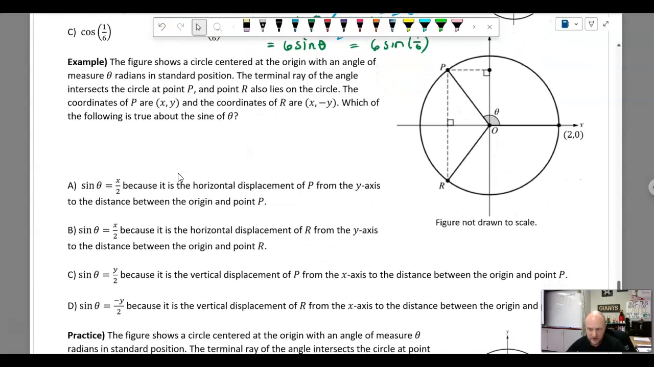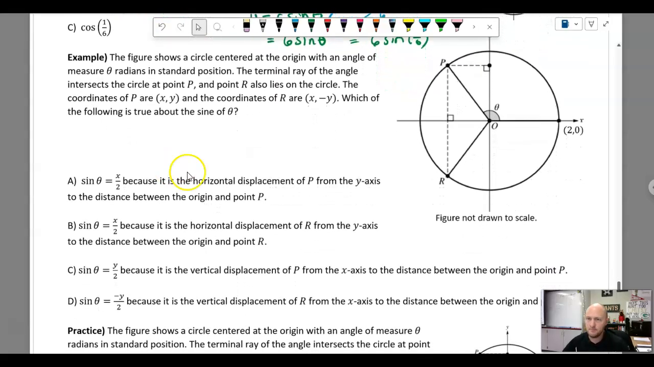Last example I have for you, and then there's one more practice. They say the figure shows a circle centered at the origin with the angle measure theta radians in standard position. The terminal ray of the angle intersects the circle at point P. So here's P. And the point R also lies on the circle. Here's R. And they say the coordinates of P are x, y. And they say R is x, comma, negative y.